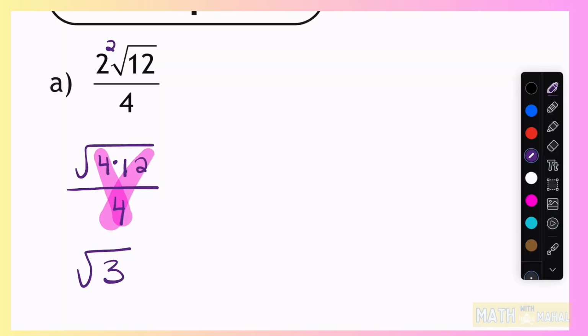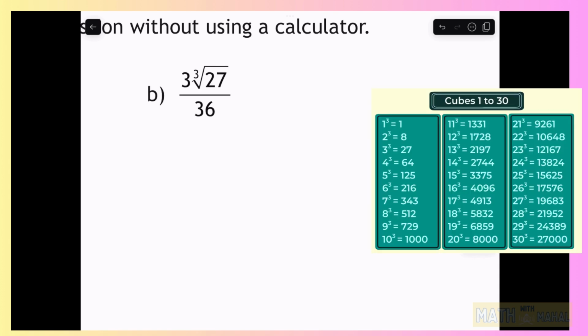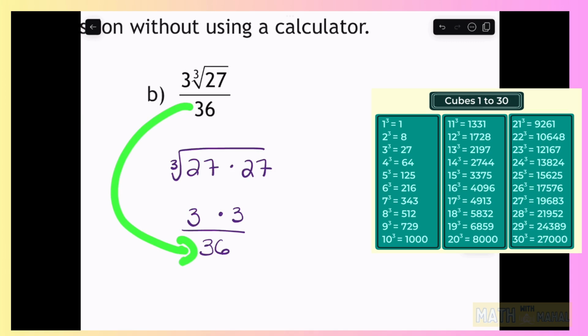so our answer for this one is just going to be root 3. Okay, so for B, we're going to say we have 27 over root 27. Now we know that the cube root of 27 ends up becoming 3, so this becomes 3 times 3. Over that 36, now that 36, I am just getting it from this here, just bringing it down here. That leaves us with 9 over 36. Now we can go ahead and reduce that fraction. So that's going to be reduced to 1 over 4, and that's our answer.